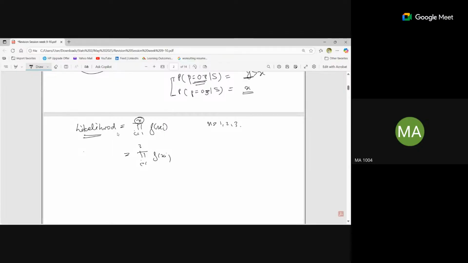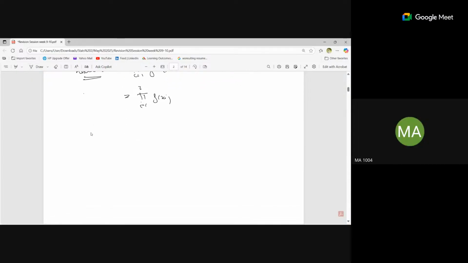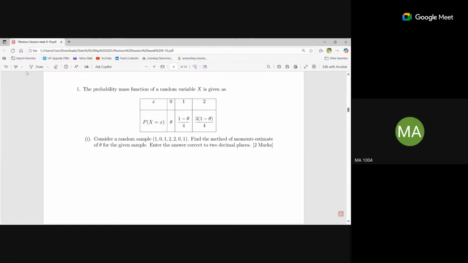Fine? Okay, so shall we proceed with some questions? Yes, ma'am. Do you have a pen and paper with you? Yes, ma'am. Okay, so I need you to solve the questions and tell me the answers. Fine? Okay, so this is your first question. The probability mass function of a random variable x is given to be this. Consider the random sample this. Find the method of moments estimate for theta for the given sample. You calculate this and tell me the answer.